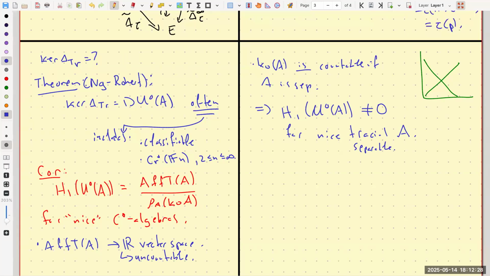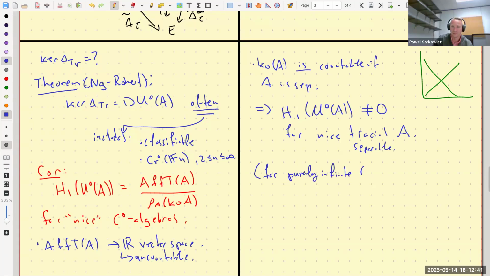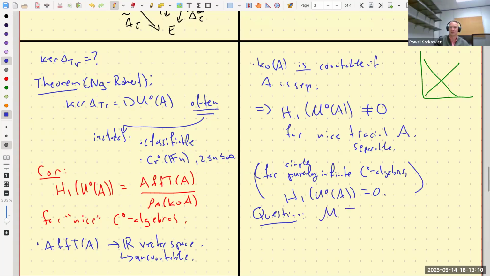So really these von Neumann algebras are kind of nice because they're non-separable, or the infinite ones don't have traces, so you could actually say something. For purely infinite simple algebras, you actually get H1 of U of A is 0. So the obstruction seems to be traces and separability. Together they give us a pretty big obstruction. And so again, this question from the beginning: what about II_1 factors? They have traces and they're non-separable.